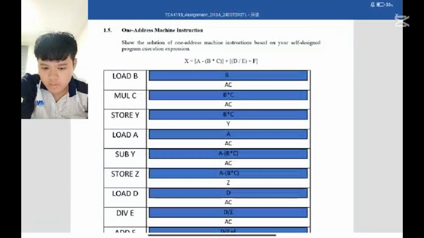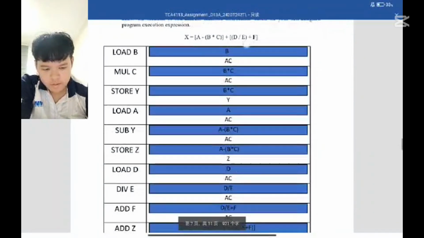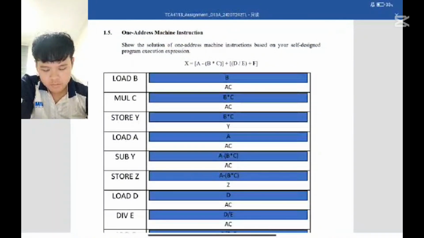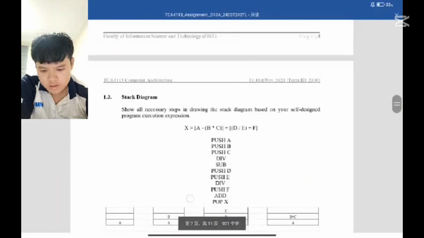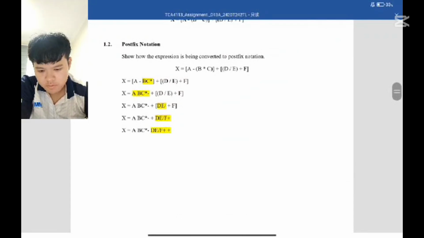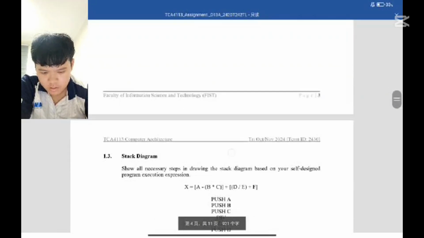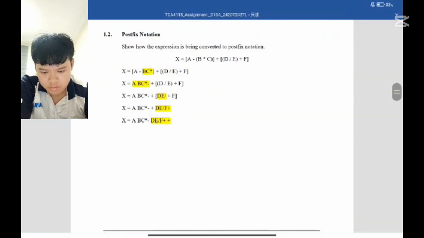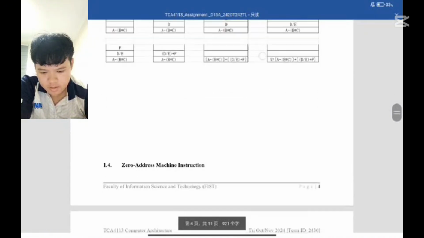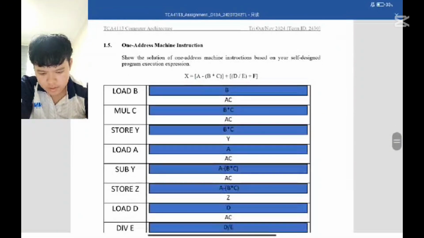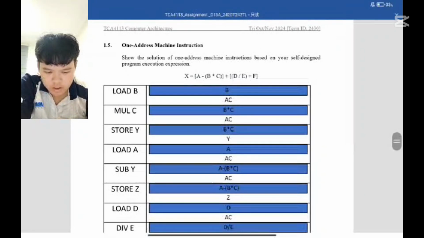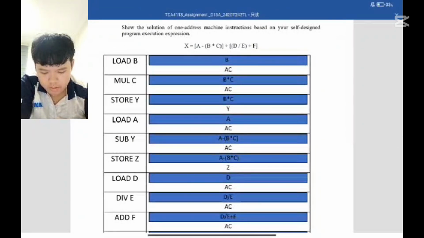Now let's talk about the one address machine instruction. Here we have our question. First, we look at our postfix notation, which is this. The first step is B multiplied by C. So we load B to the accumulator, multiply it by C, and store it to register Y.